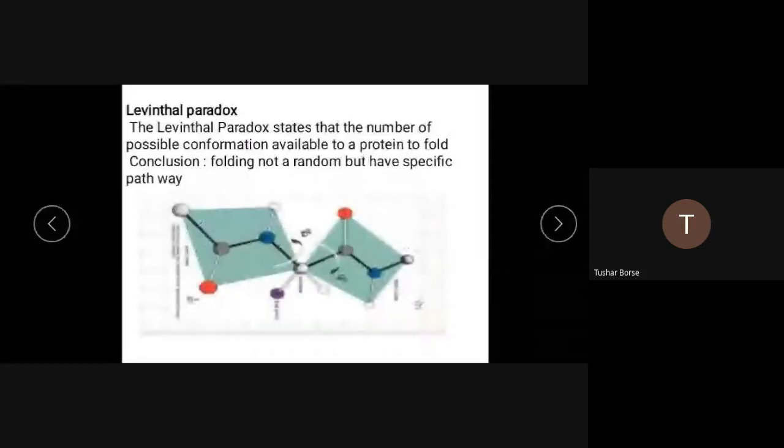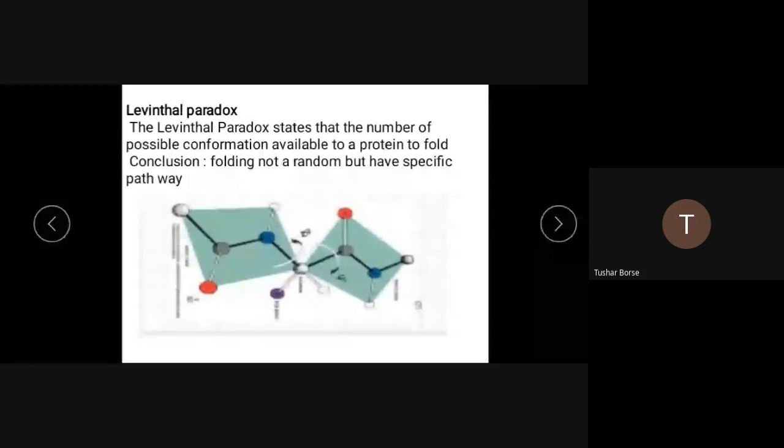Then the Levinthal paradox. The Levinthal paradox states the number of possible conformations available to a protein fold, for example, a 100 amino acid sequence in a protein, then we have three different conformations each. Another example: if we have a sample chain of 10 raised to 12 conformations, then it takes time, that is 5 into 10 raised to 35 seconds. This time is required for its native conformation. It's too large a time.